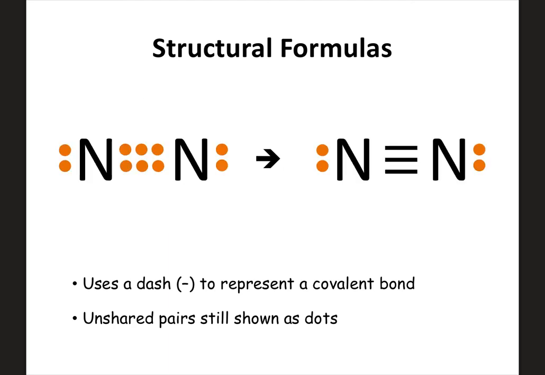And I just wanted you to see what this would look like with a triple bond. Nitrogen here has the triple bond, and you can see what that would look like in a structural formula. Again, you just remove the shared pairs and put in lines or dashes to represent the bond. That's a structural formula.